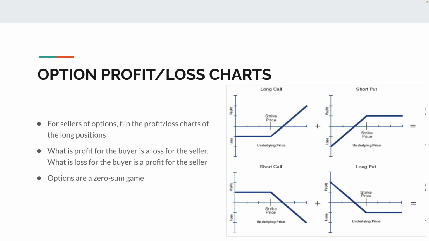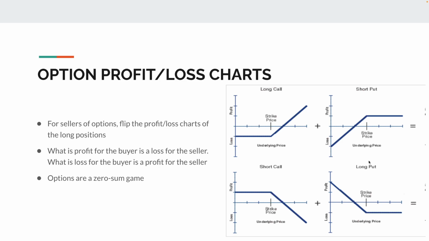Basically, our profit chart is the flipped chart of the long positions. If you flip the profit chart for a long call position, if you just flip it, so everything just flipped down, now you would have the profit diagram for the sellers of a call. Again, short just means sell and long means buy.